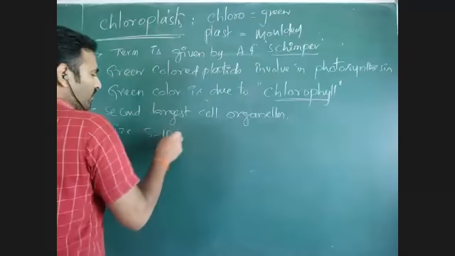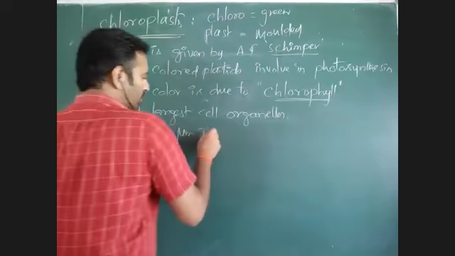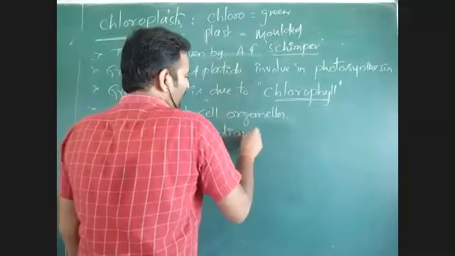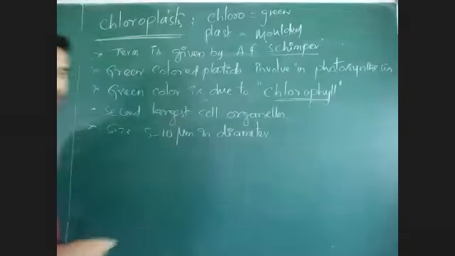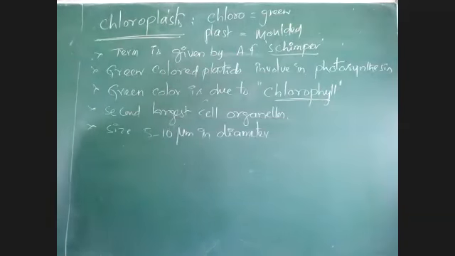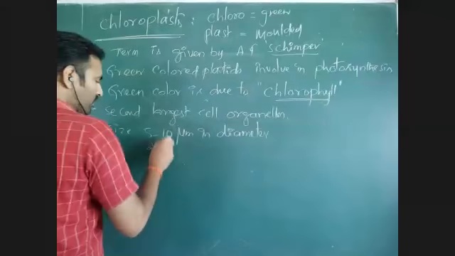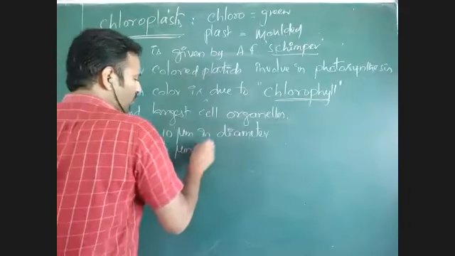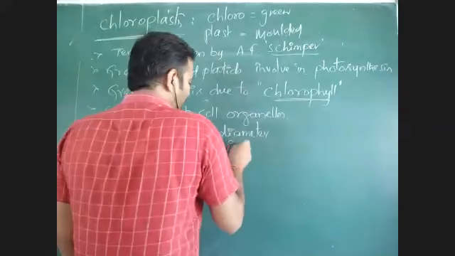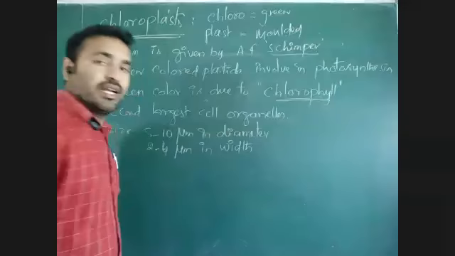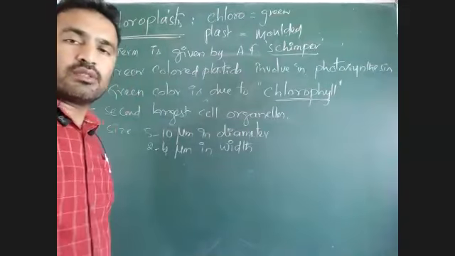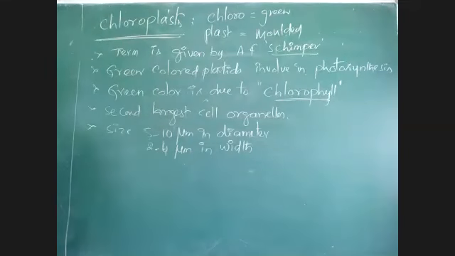5 to 10 micrometers in diameter, and there is a width of 2 to 4 micrometers. They have a diameter of 2 to 10 micrometers. They have a width of 2 to 4 micrometers. These are second large cell organelles.